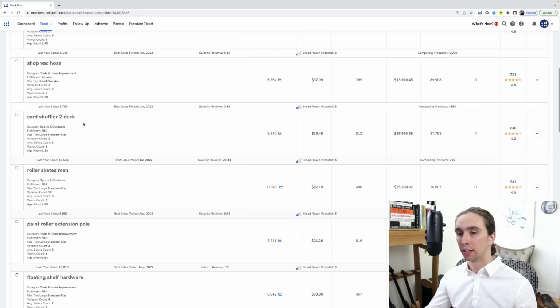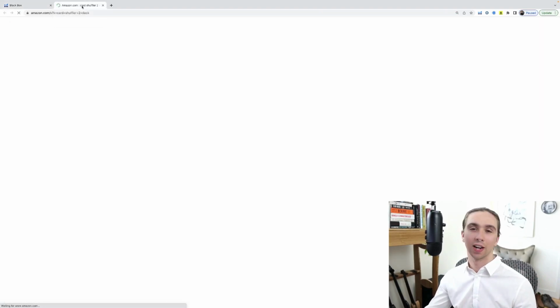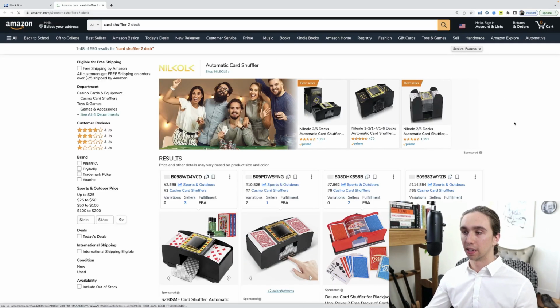Card shuffler, 2-deck. Okay, this is really interesting because immediately where does my mind go when I hear card shuffler? I think of poker. When I think of poker, I think of enthusiasts. I think of people who like to play poker every Friday night, every Saturday night, surrounding a poker table, have a couple beers, have some cigars. Like, that's the vibe, right?